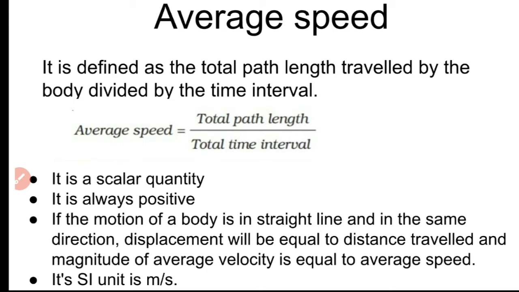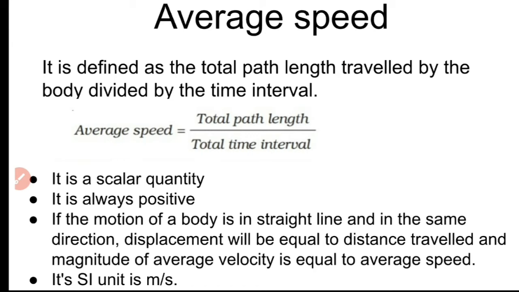Now if the motion of the body is in a straight line and in the same direction, displacement will be equal to distance traveled. Yesterday we discussed one example like that, and the magnitude of average velocity will be equal to the average speed. In which situation does it come like that? When the body moves along a straight line in the same direction.